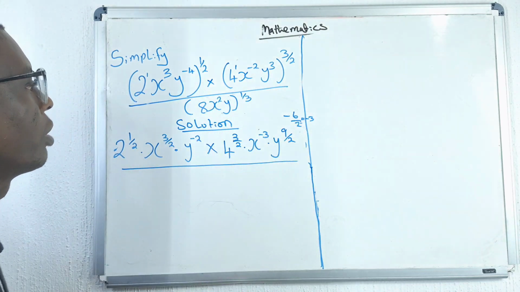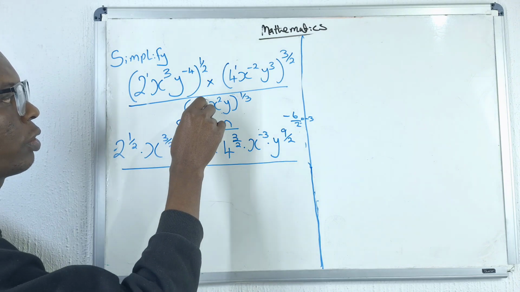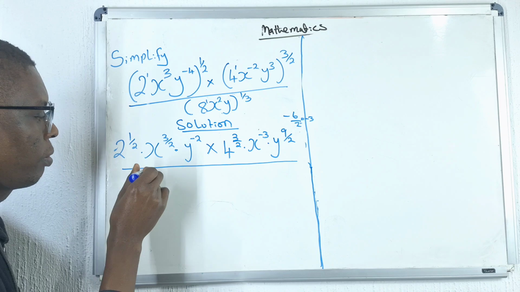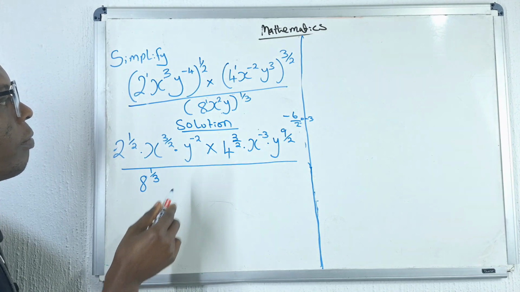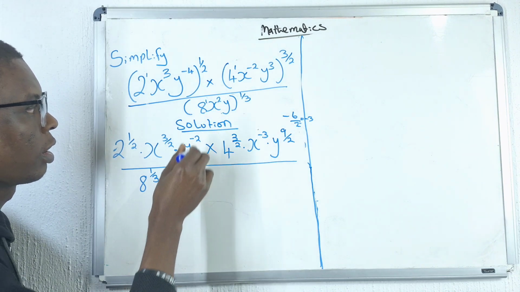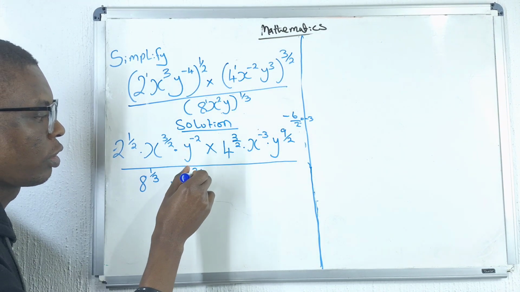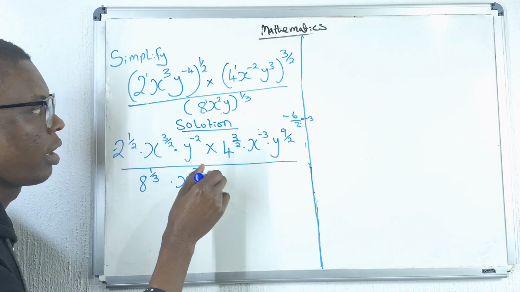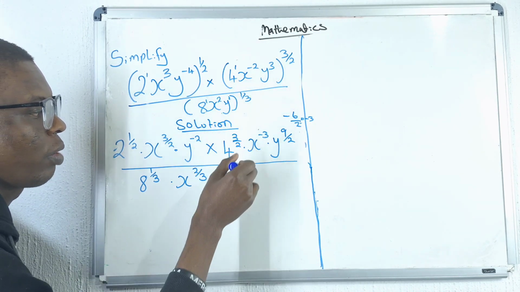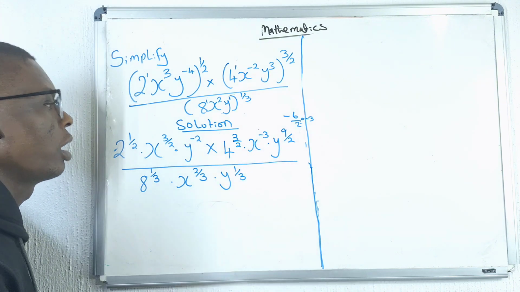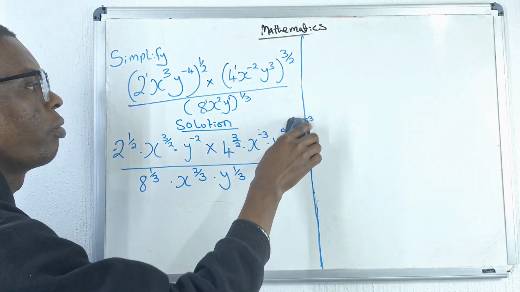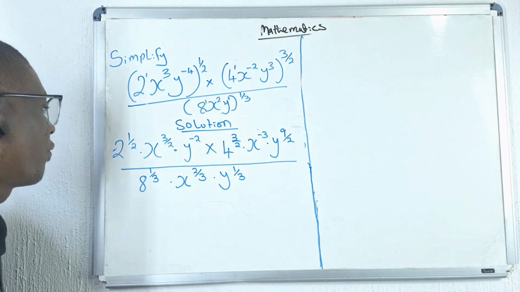I'll repeat the same protocol for my denominator. I introduce the 1. 1 times 1 is 1, so this will be 8 raised to 1 over 3, dot. The same thing here: x, 2 times 1 is 2, so 2 over 3, dot. For y, there is a 1, and 1 times 1 is 1, so 1 over 3. So we have been able to remove the brackets. At this point, the next step is to simplify further.